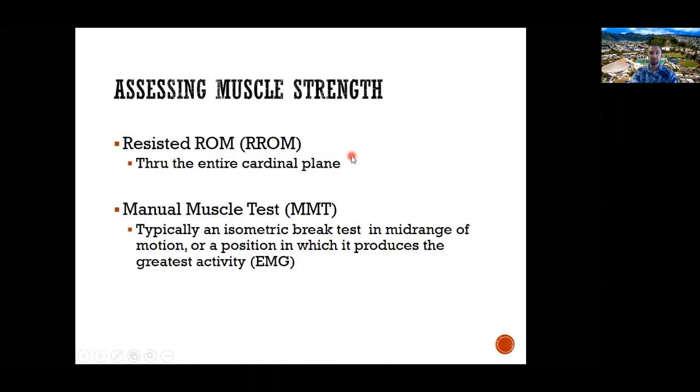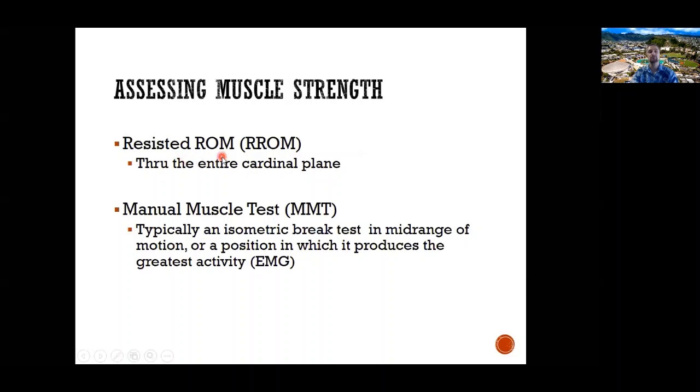So you have to remember the three cardinal planes: sagittal, frontal, and transverse. Those are the ones I tend to use. I know some people use coronal and frontal interchangeably. That's fine. I tend to say sagittal, frontal, and transverse. So you have to remember the muscles that are acting in each plane.